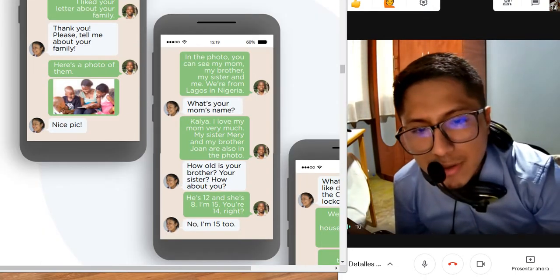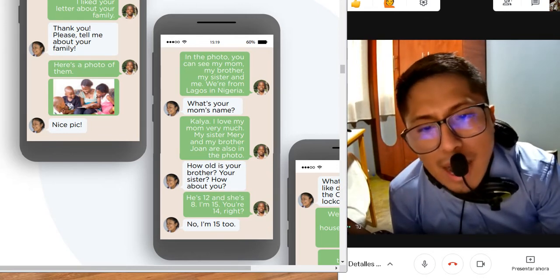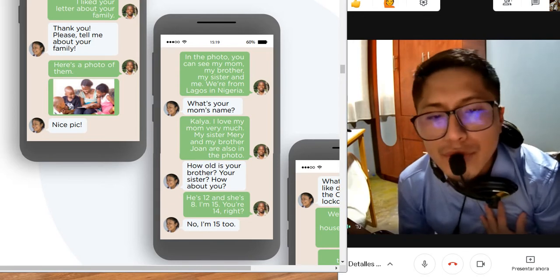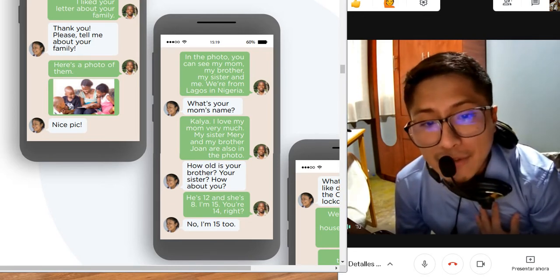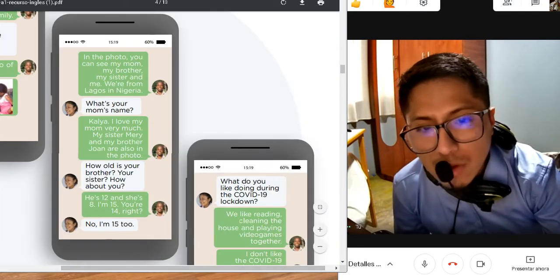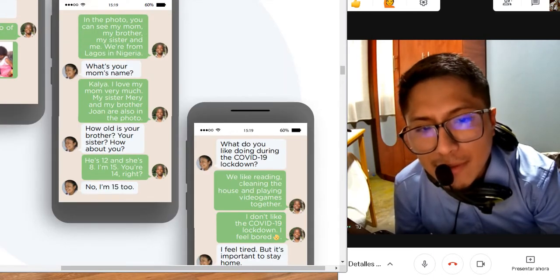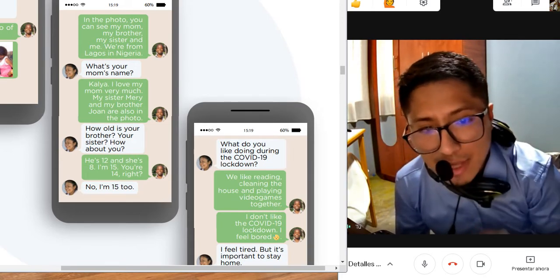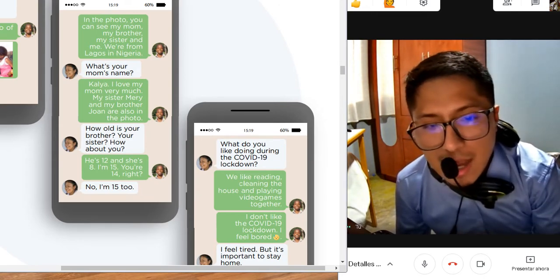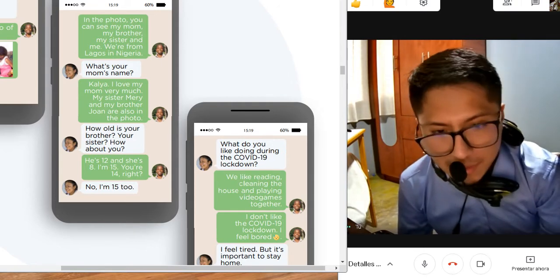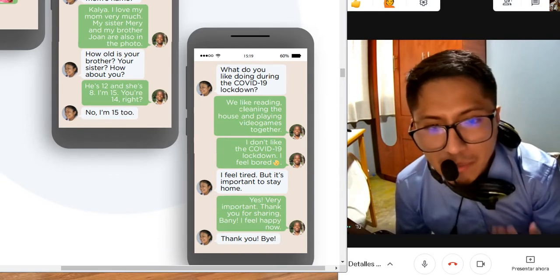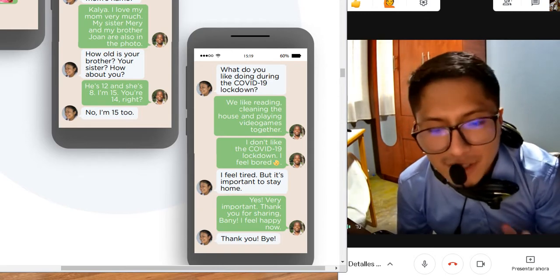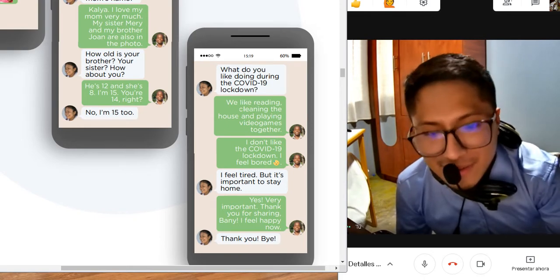How old is your brother, your sister, and how about you? He's 12 and she's 8. I'm 15. You're 14, right? No, I'm 15 too. What do you like doing during the COVID-19 lockdown? We like reading, cleaning the house, and playing video games together. I don't like the COVID-19 lockdown. I feel bored. I feel tired, but it's important to stay home. Yes, very important. Thank you for sharing, Vanny. I feel happy now. Thank you.